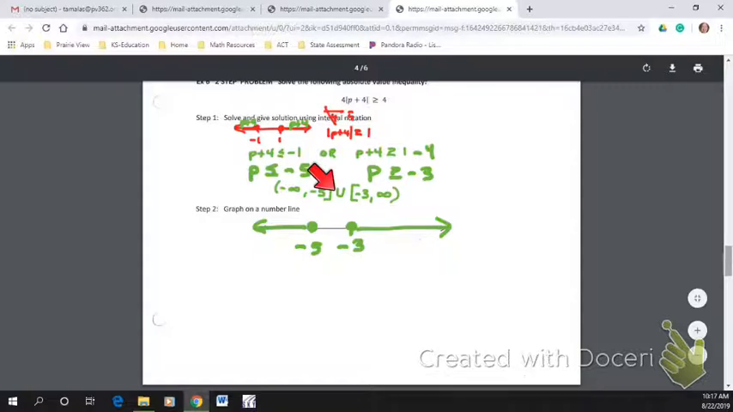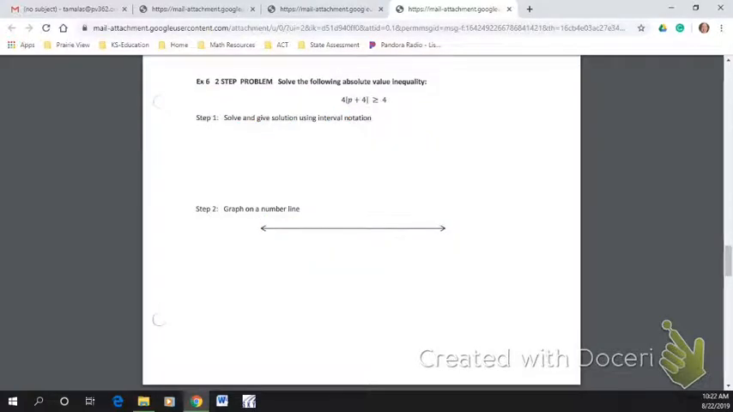Okay, that's the answer to step 1. That's the answer to step 2. Now, I would probably make the graph on my paper before I answered step 1. Is everybody okay with that? Okay, so now we are ready for example 7.